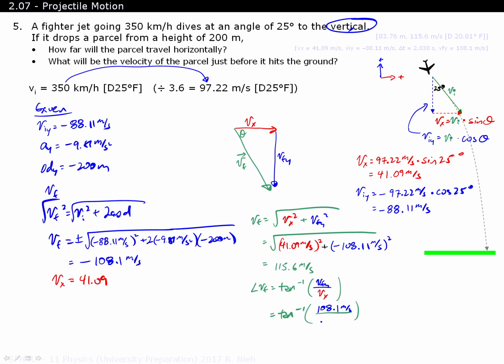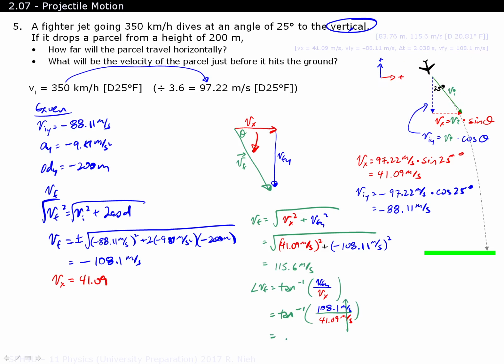You'll just end up with a negative answer, and that's because this object is going to hit the ground below the horizontal. So I'm not too concerned about whether you put the plus or minus sign there, because you'll have to intuitively know that it's going to land below the horizontal anyways. So 108.1 meters per second divided by 41.09 meters per second, you'll notice that the meters per second divide each other out because you're looking for a ratio.